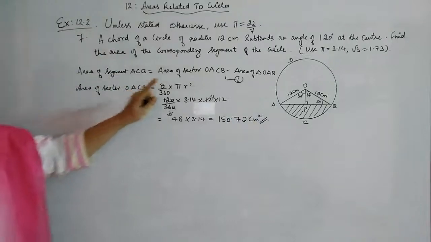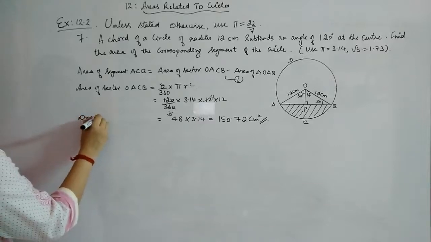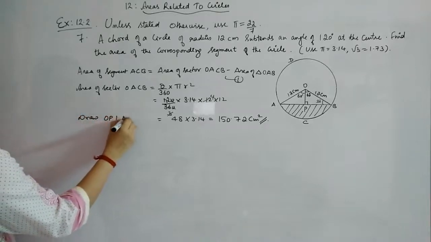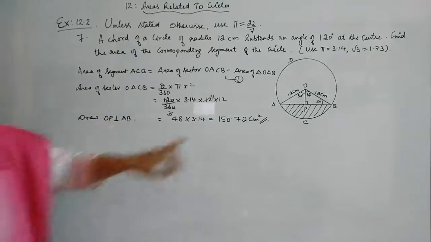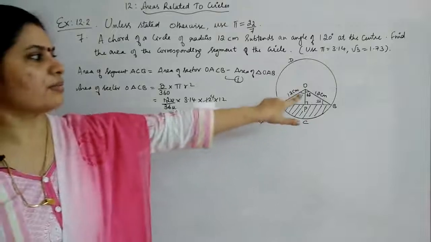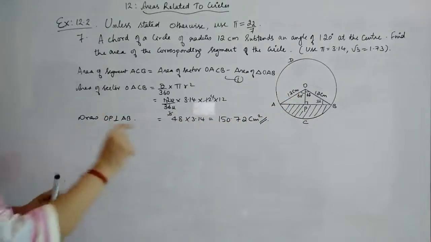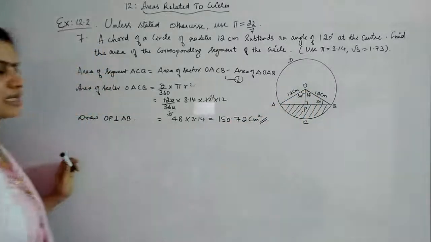Now we need to find out what is the area of the triangle. For that, you just consider OAB. You are just dropping a perpendicular from O to the chord AB. Okay, draw OP perpendicular to AB. Now you can say this OP will be bisecting the chord as well as the angle will be bisected here. So both the angles, this angle and this angle, total is 120. This will become 60 and 60.